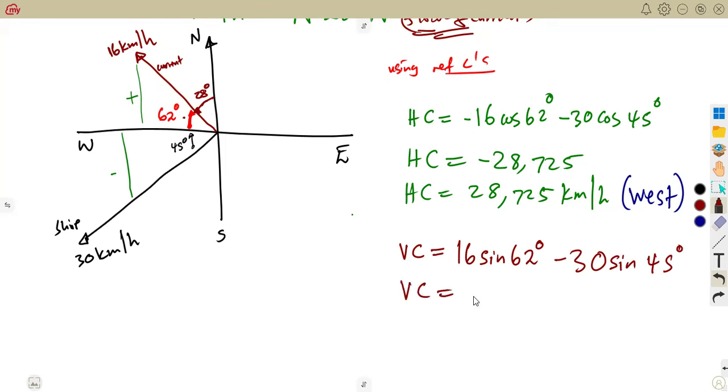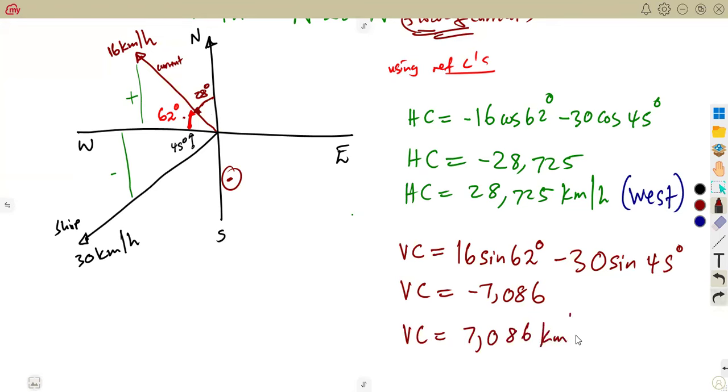Your vertical component was going to be negative 7.086. So if you're using the actual angles, guys, you must have the same answers, just like these ones. Same answers. Vertical being negative, it means we are down there, south. So our vertical component is 7.086 kilometers per hour.